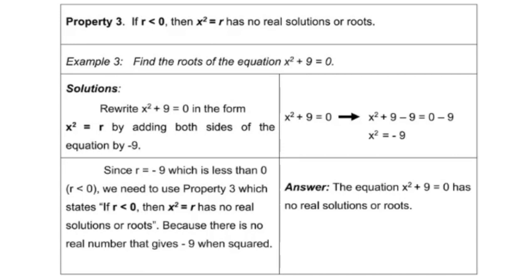Now let's have property number 3. If r is lesser than 0, then x squared equals r has no real solutions or roots. So wala ni si Jai real solution. So imaginary number ang atong answer ani. So for example here in number 3, find the roots of the equation x squared plus 9 equals 0. If we're going to transpose 9 to the right side, it will become negative 9. So the equation will become x squared equals negative 9. So r here is negative. So we can say that the equation x squared plus 9 equals 0 has no real solutions or roots.